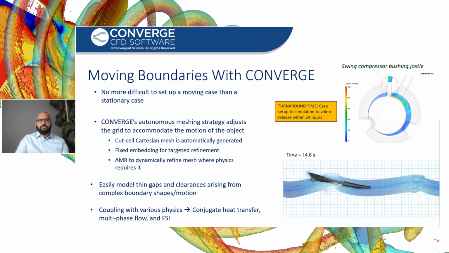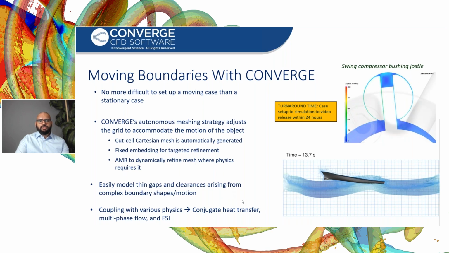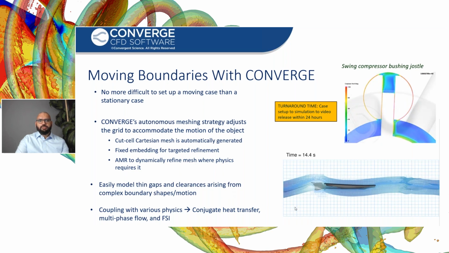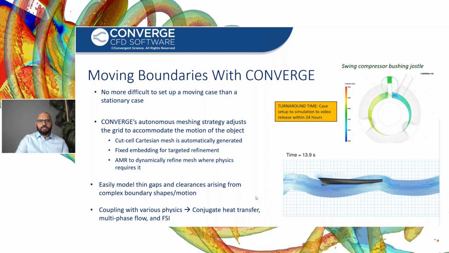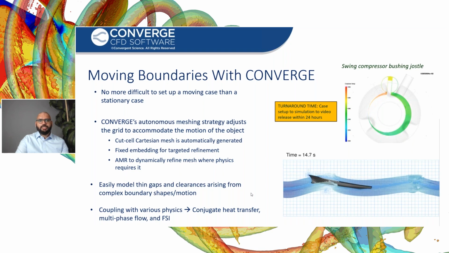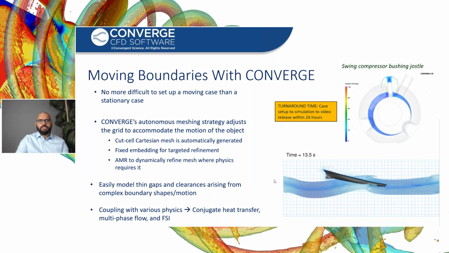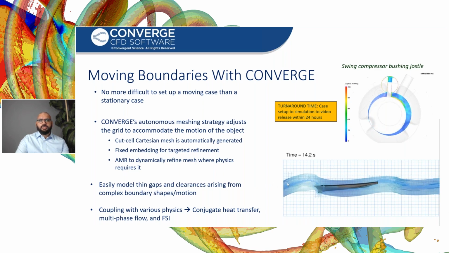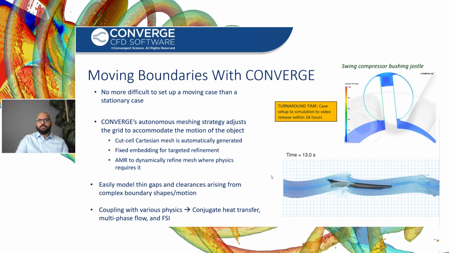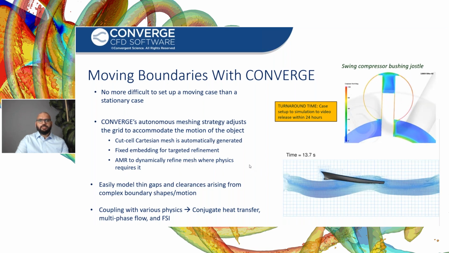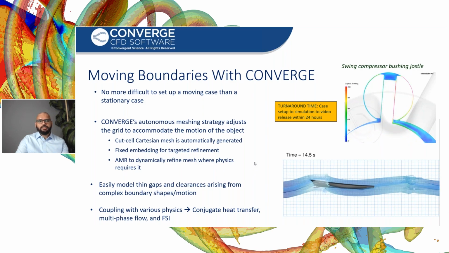So here this ship hull is put in a very strong wave, and it is moving forward in these waves, and you can see how the predicted forces from the waves are causing the ship to be tossed fairly violently in the waves, and also how CONVERGE's autonomous mesh is able to conform to this motion and also give an extra refinement where it is required while reducing the grid requirements in other areas.